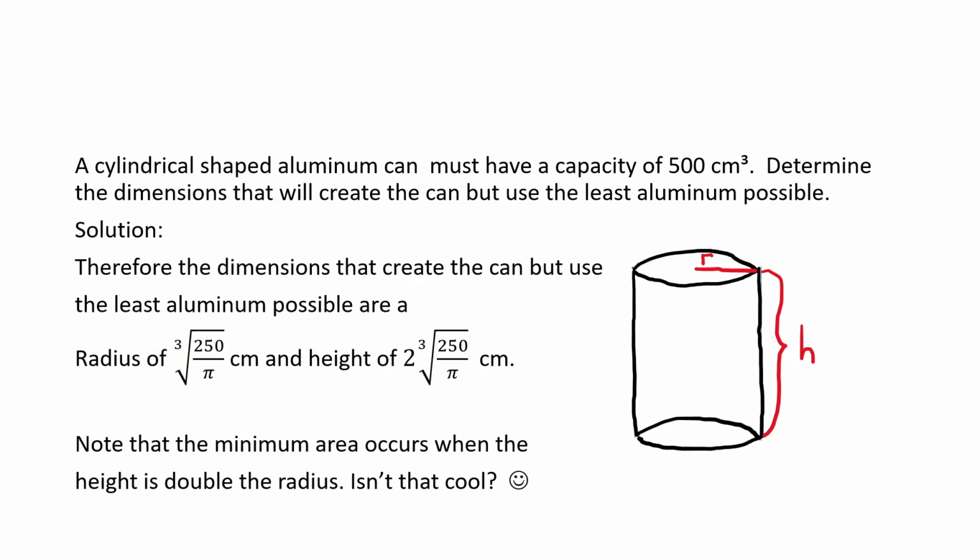So the dimensions creating the can that uses the least aluminum will have a radius of the cubed root of 250 over pi in centimeters, and a height of 2 times the cubed root of 250 over pi, again in centimeters. And notice what that means. The minimum area is occurring when the height is exactly equal to double the radius. Isn't that cool?